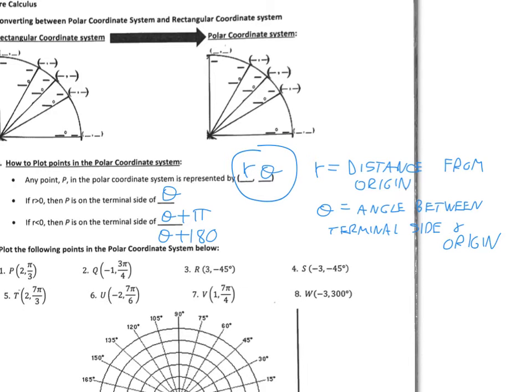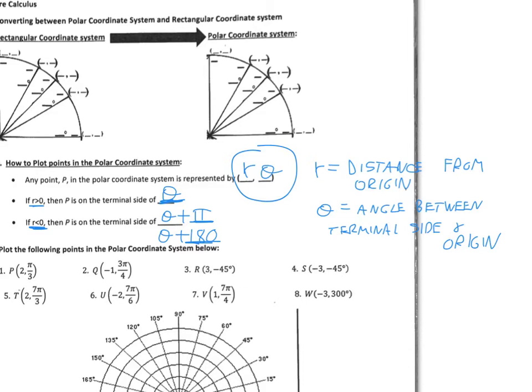All right, R is the distance from the origin. Theta basically gives you the location, right? The angle between the terminal side and the origin. And then we're also going to talk about here, if R is positive, then theta is just going to remain theta, all right? You actually can make R negative. If you make it negative, it's kind of like pulling a 180. Now that point's going to be on the opposite side of the circle. So that's why we have pi plus pi, or theta plus pi, or theta plus 180. All right. Now you're going to see when we plot these, it's actually going to be pretty easy.